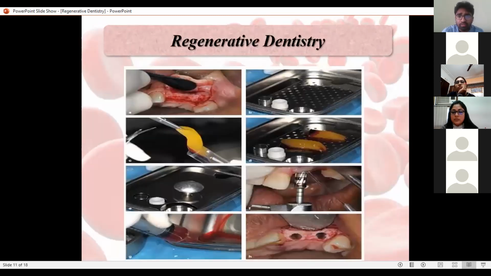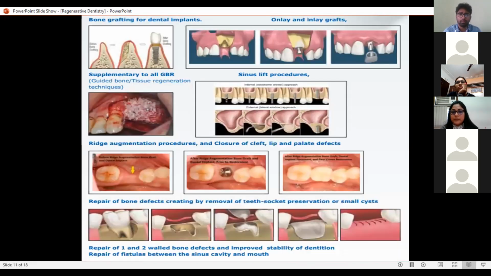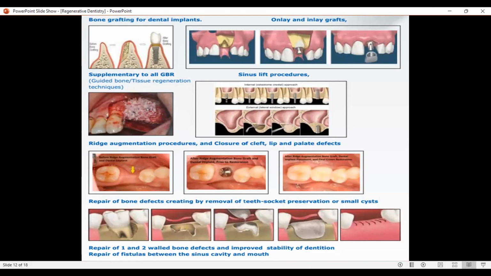Here comes the role of PRP in regenerative dentistry. We can use PRP in various dental conditions, like PRP along with dental implants for better bone regeneration. We can use PRP in onlay and inlay grafts. We can use it in sinus lift procedures for bone healing. We can also use PRF plugs in post-extraction sockets.